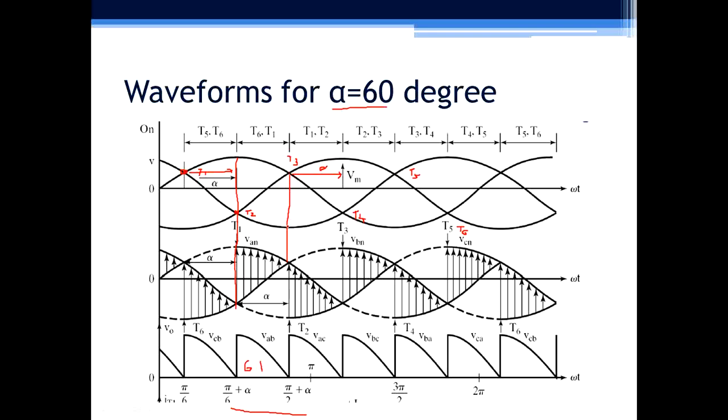Now at this point T6 will turn off and T2 will start conducting. So T2 will start conducting, but T1 was already in conduction from here. It has to conduct till T3 is triggered. So T3 is triggered. Between these two points, that is 90 plus alpha to 150 plus alpha, we have T1 and T2 conducting.